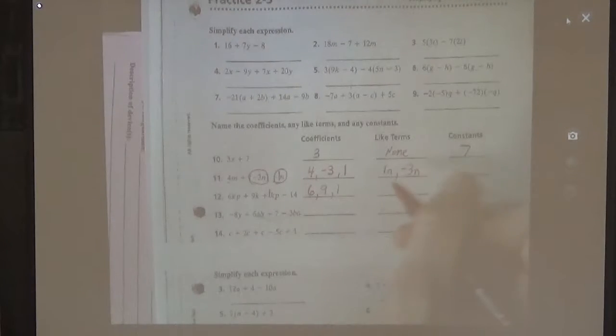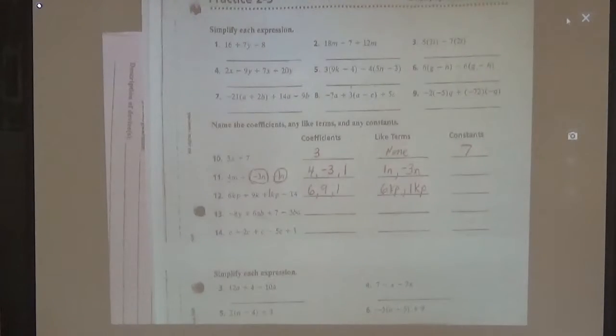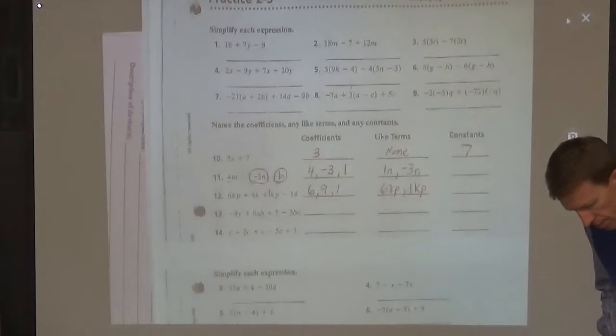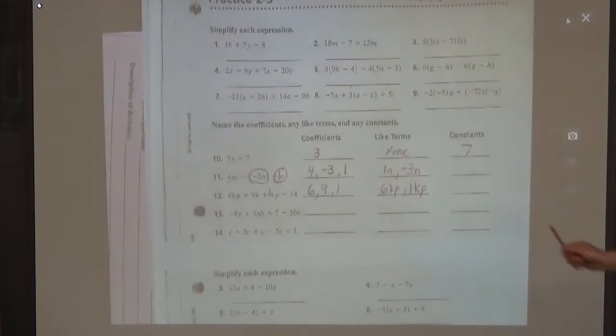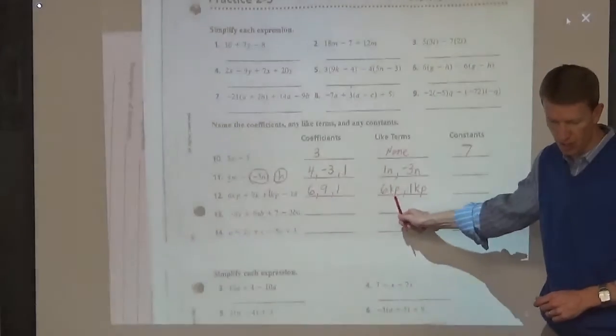Alright. Like terms. Which ones are like terms? Devlin? 6kp and 9kp, and 1kp. That means we could add those if we wanted to. 6kp and 1kp. Those are the only like terms. Okay?